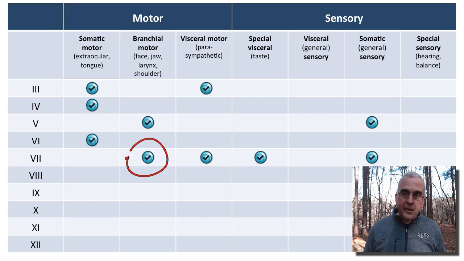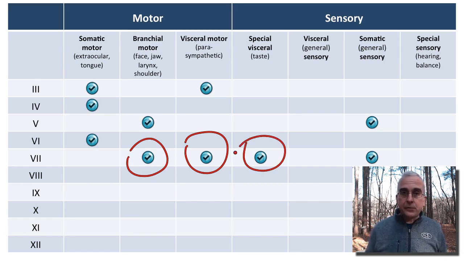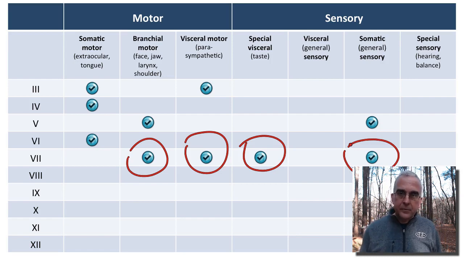There is also a parasympathetic outflow to numerous glands in the cranial region, the lacrimal glands, as well as the salivary glands, except for the parotid, which is supplied by a different nerve. So that's the parasympathetic outflow from the facial nerve. There's a special visceral signal coming from the anterior two-thirds of the tongue that passes through the facial nerve. So this is information about taste or gustation conveyed via the facial nerve. And then there is a general somatic sensory component derived from a small patch of skin in the ear.